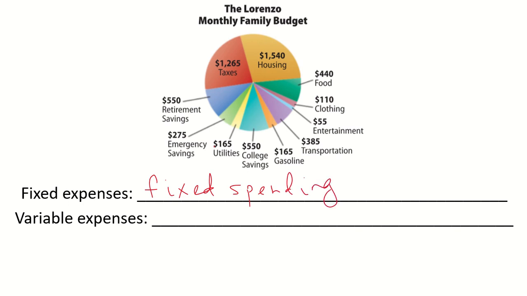For example, what categories have spending that will not change? Well, I'm going to highlight them for you. Retirement savings, emergency savings, college savings, and taxes as well, and housing. These categories, if you think about it, don't change every month. It's not like they change month to month. The housing, this would be the rent. That's going to stay the same every single month.